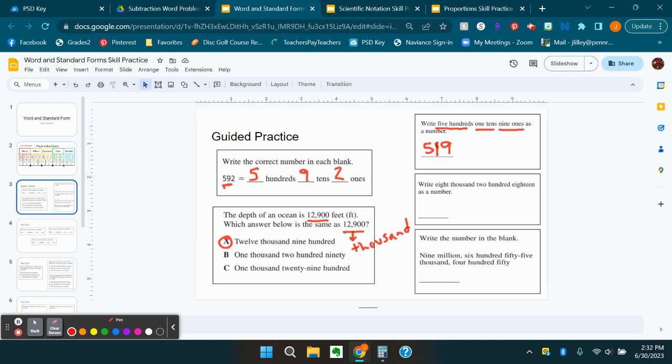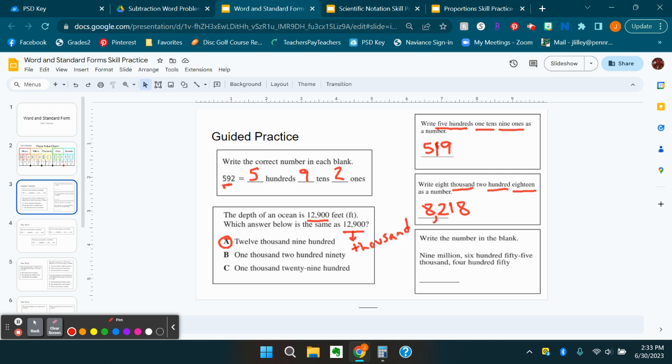The next example says write 8,218 as a number. So again, I'm going to look for those place value words because I'm not writing anything there. That's telling me where it's going to go. So I'm going to write the number 8, and then I'm going to write a 2 in the hundreds place, and then the number 18, 8,218. And when you reread the number that you write down, you should reread it and match it up with the words and make sure that you have it written the way you want it written.